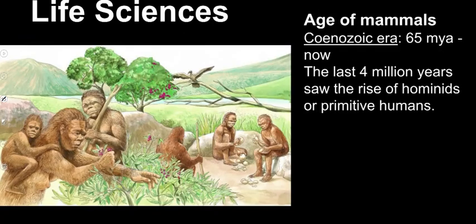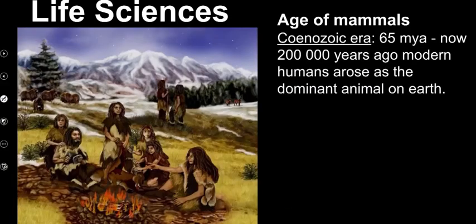Also, towards the end of the Cenozoic era, in the last 4 million years, saw the rise of hominids. Okay, now hominids are primitive humans. If you've ever been to Maropeng or Sterkfontein caves, you will have learnt about hominids or primitive or early humans. And they started arising about 4 million years ago. Then, 200,000 years ago, modern humans arose. And ever since then, we have become the dominant animal on Earth.